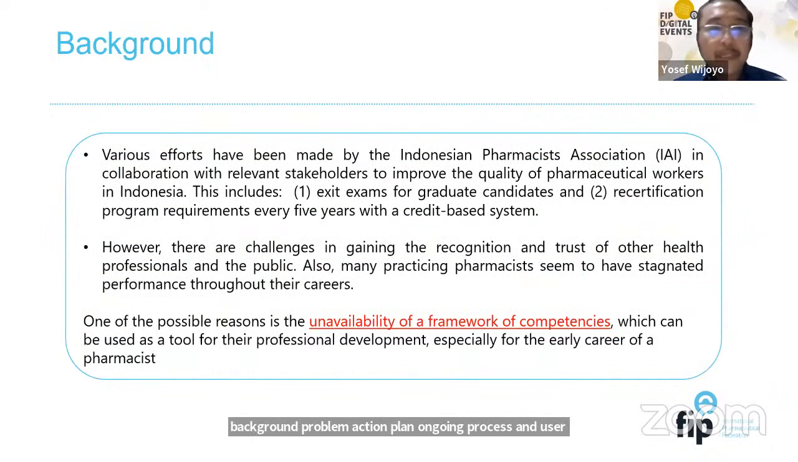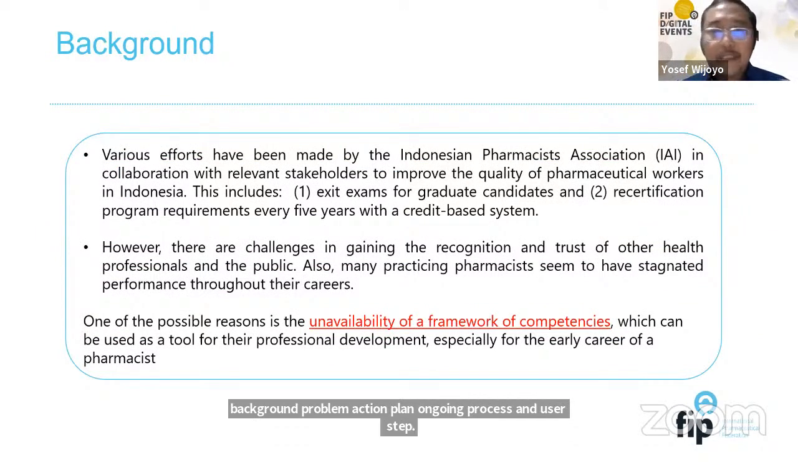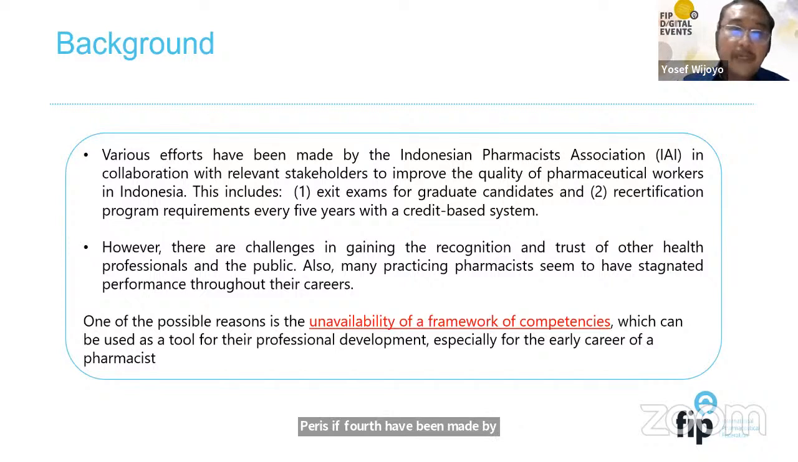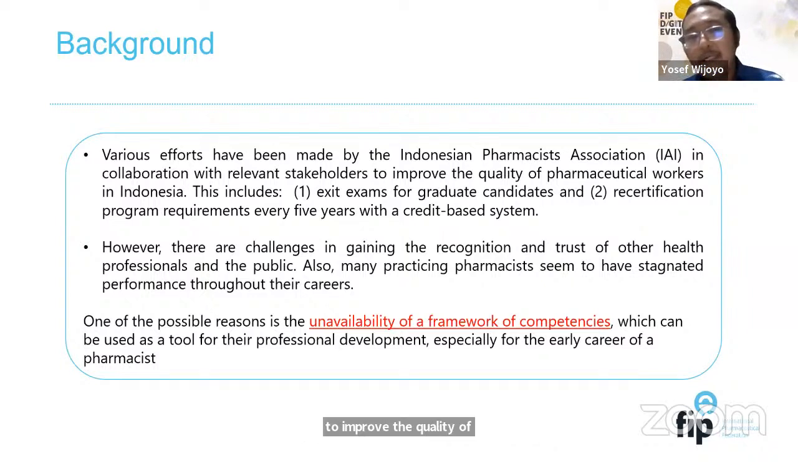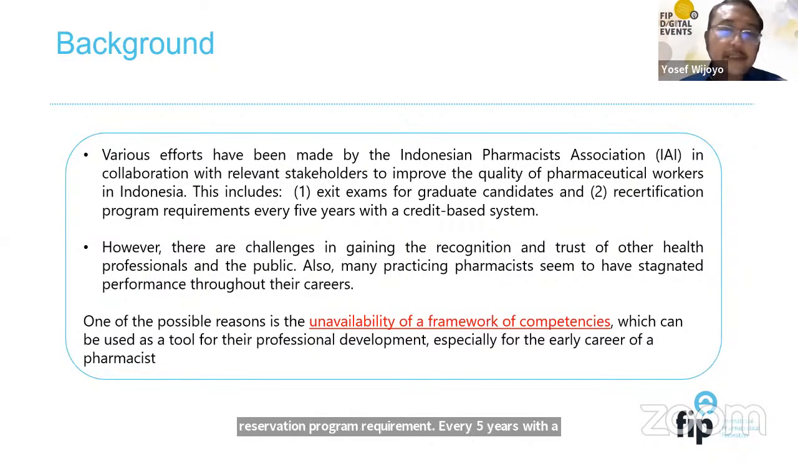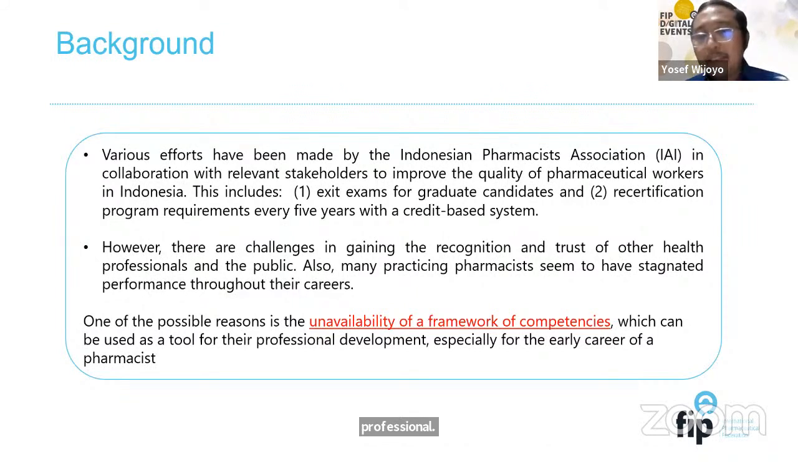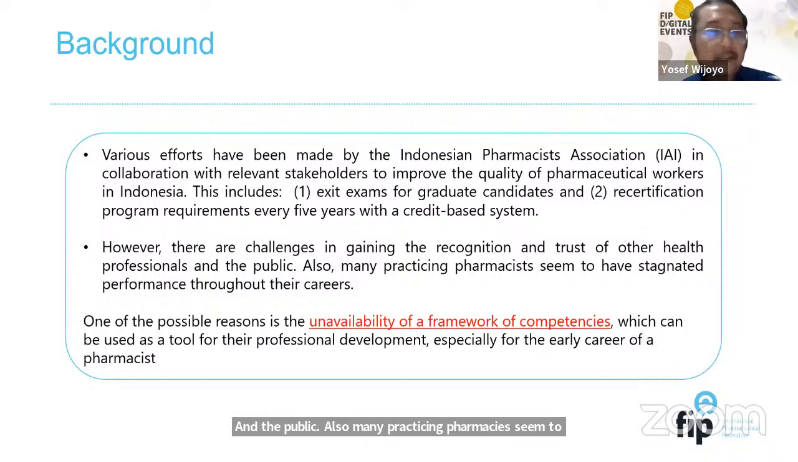Various efforts have been made by the Indonesian Pharmacists Association in collaboration with relevant stakeholders to improve the quality of pharmaceutical workers in Indonesia. This includes an exit exam for graduate candidates and a recertification program requirement every 5 years with a credit-based system. However, there are challenges in gaining the recognition and trust of other health professionals and the public. Also, many practicing pharmacists seem to have stagnated performance throughout their career.